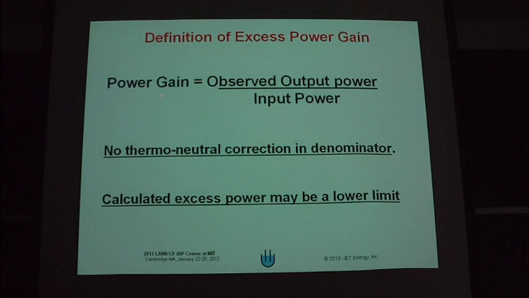So the power gain is equal to the observed output power over the input power. And one thing we do different from most of the other people in the field is we do not include the thermoneutral potential, which I regard as a fudge factor. And so we calculate the excess power by using a denominator of voltage times current, the classical way in electrical engineering of determining power.